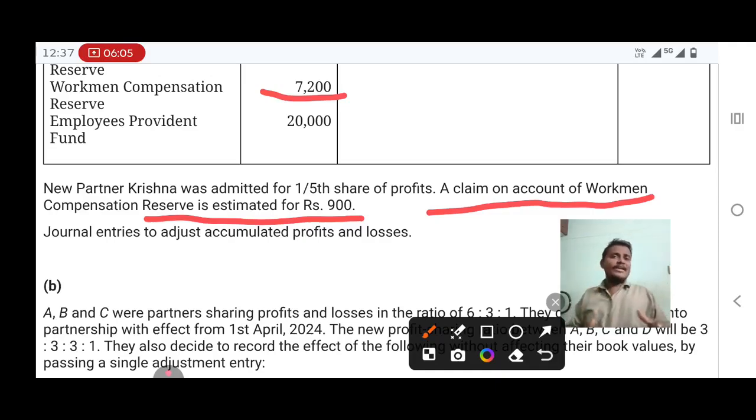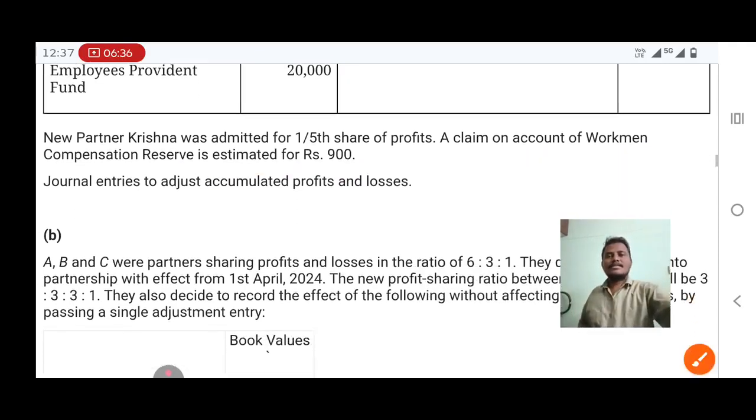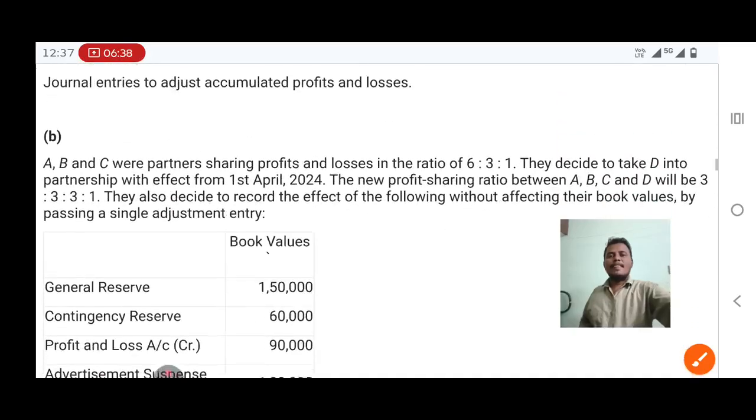So now the entry will be: Workmen Compensation Reserve Account debit to Workmen Compensation Claim Account 900. Remaining reserve of 6,300 rupees will be remaining out of this 7,200. So what you will have to do is split that remaining reserve among the partners in the old ratio or sacrificing ratio and show it in the partners capital account. Okay. Next we'll go for profit and loss account.